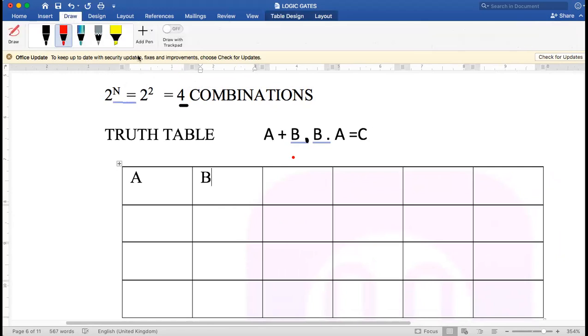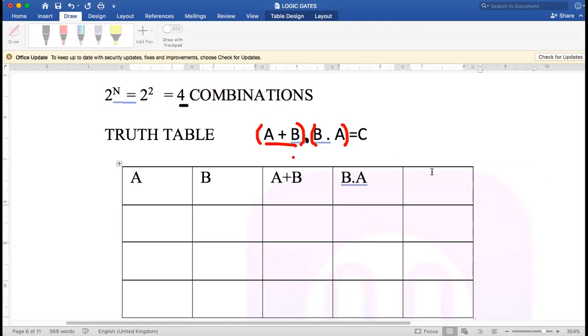Now listen to me very carefully. Once you're going to solve questions like this, we are going to make brackets, which are called parentheses. So the first bracket is for A or B, so we need to make a column A or B. Can you tell me the next bracket? B and A. Can you tell me the last? C. What is the meaning of C here? A plus B times A.